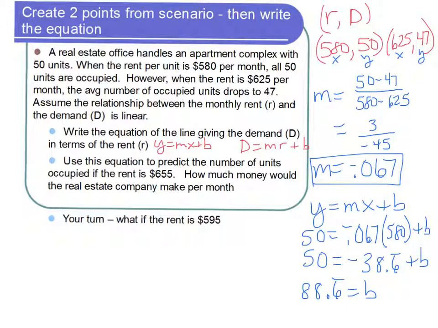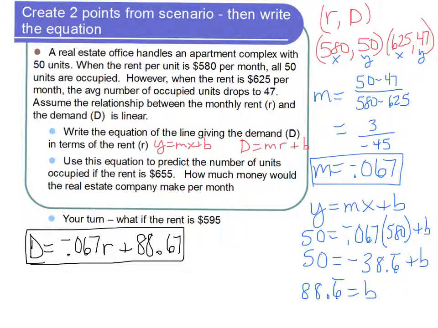So the equation of my line becomes, I'm going to come over here on the far left, the equation of my line, and instead of an x and a y, I'll put my d and my r, so it'll be d equals the slope that I found, negative 0.067, and instead of putting an x, I'll put an r for the rate or the rent, plus the b that I found, which is 88.6 repeating. How about if we go 6.7? All right, so this is the equation that represents the rent here.